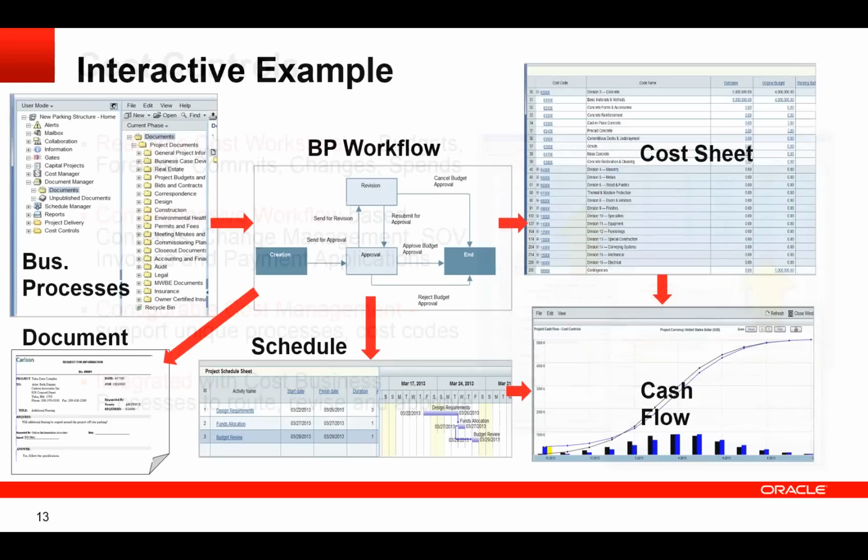Here's kind of an interactive example of how it works. You've got the document folder. You define this. You can upload directly, or you can use business processes to populate it. You define the workflows. Workflows will drive what goes into the cost sheet. It can generate original documents. You can create a schedule in Unifier, or as we're going to do in this presentation, bring the schedule information into Unifier, and the cost sheet information, the schedule sheet information drives the cash flows that we're able to produce within Unifier.